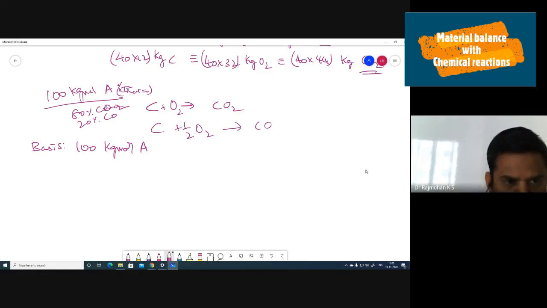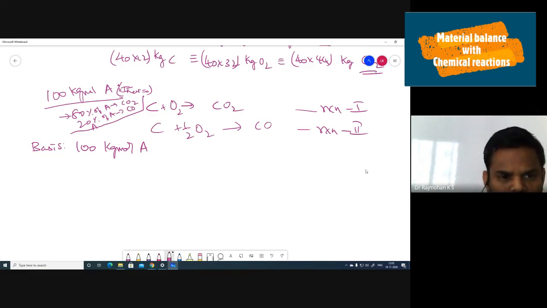It says that 80% of A is consumed for reaction 1, reaction 2. Let me say reaction 1, let me say reaction 2. Then it is mentioned that 80% of A forms CO2, 20% of A forms CO. So that is the given information.